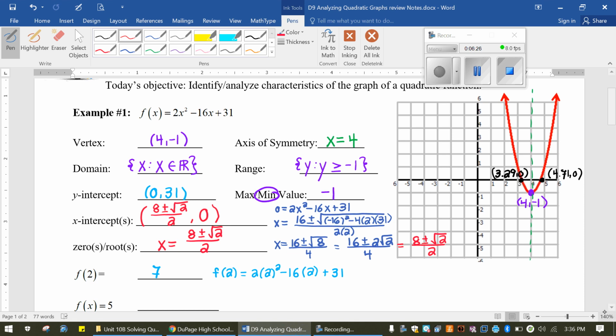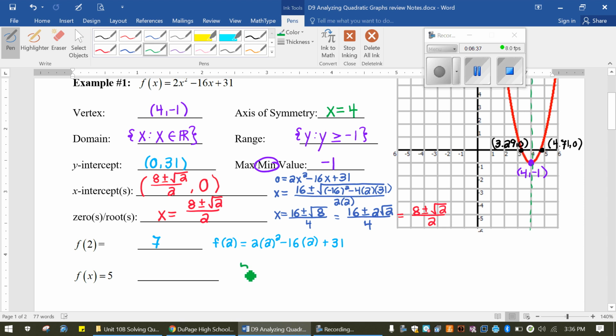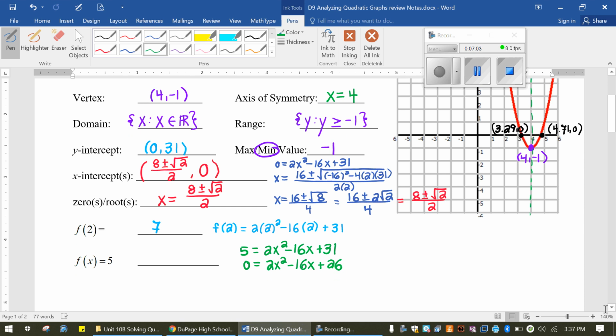All right, and then the last part of this example is you're going to take this value of 5, place it at f at 5. So this is 5 equals 2x squared minus 16x plus 31. So in order to use the quadratic formula, I need to have this equal to 0. So what we can do is subtract 5 from both sides, and we're going to have 2x squared minus 16x, and then this will be plus 26.